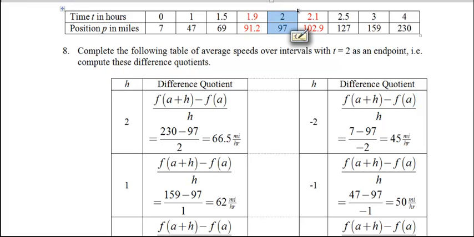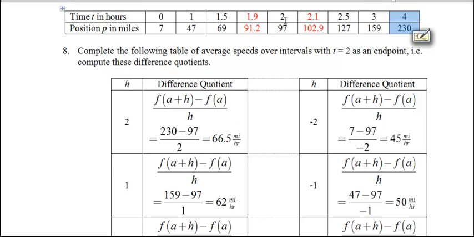So if h is 2, I'm talking about the point from (2, 97) to (4, 230). So the y, or f of a plus h, is 230. 230 minus the 97, divided by the h of 2. 2, of course, is 4 minus 2. And that works out to be 66.5 miles per hour. I think we did that estimate earlier.